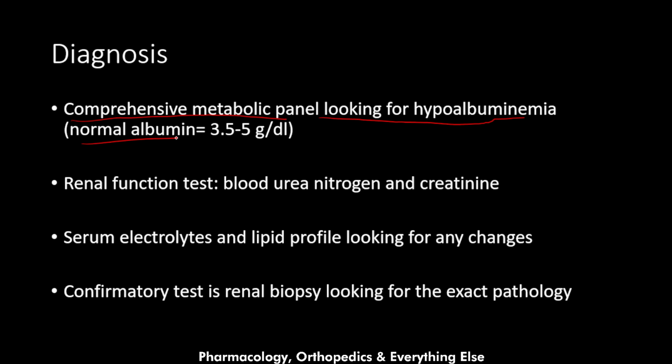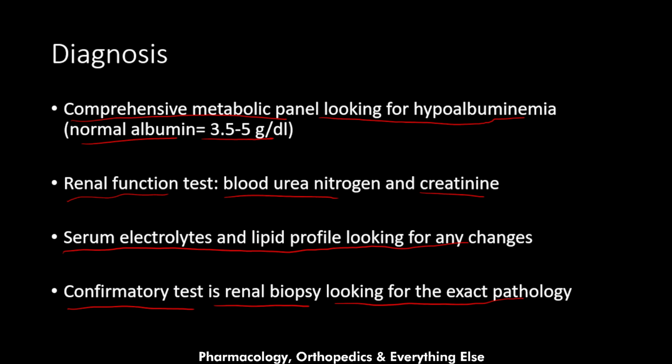The normal albumin should be from 3.5 to 5 grams. If it is less than 3.5, then it is hypoalbuminemia. You send the patient for renal function tests, the blood urea nitrogen and the creatinine, looking for renal dysfunction, and you send for serum electrolytes and lipid profile, looking for any changes. And the confirmatory test is the renal biopsy, looking for the exact pathology, because there is many different etiologies for the nephrotic syndrome that has to be differentiated using the renal biopsy.